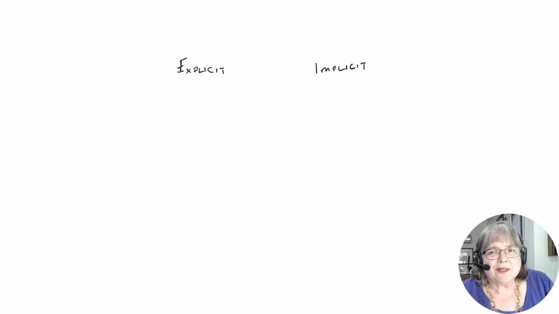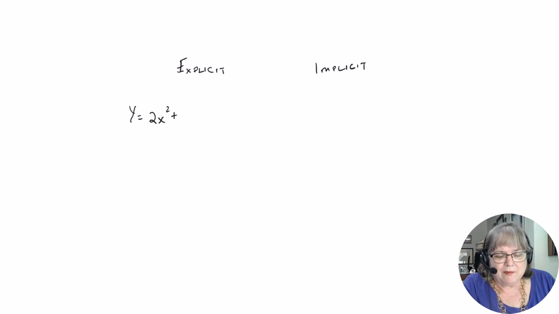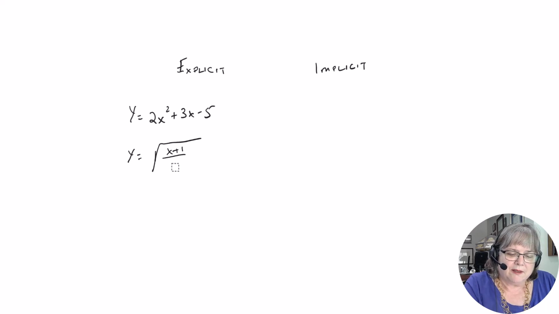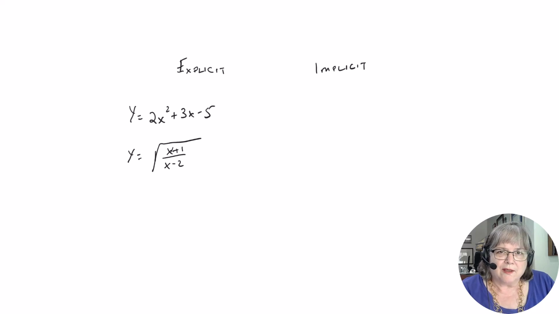So let's talk about explicit functions versus implicit functions. An explicit function is something that spells out exactly what y is compared to x. So it might be something like y is 2x squared plus 3x minus 5. That says exactly how you get y from x. It could be y is the square root of x plus 1 over x minus 2. That's explicitly stated. That says if you have an x and substitute it in here, then I can give you exactly what y is.